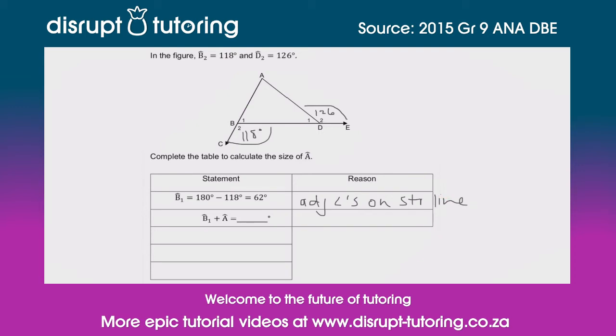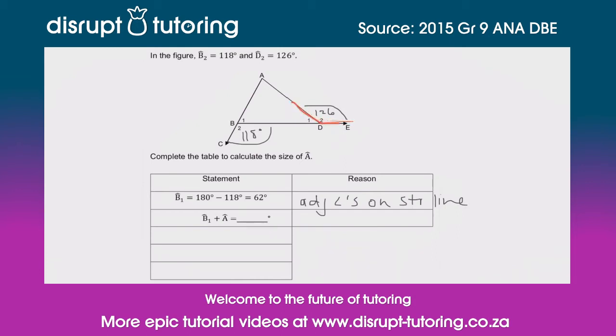Now, let's look at the second mathematical statement that they've written. They've said B1 plus A is equal to something. All right, so this is a rule that doesn't come up too often, but it does come up, and it's something that you do need to remember, guys. So, do you see that they've given us this? This is the hint. They've given us this 126 degrees, and that forms the exterior angle of a triangle.